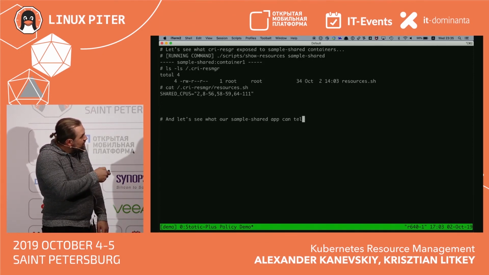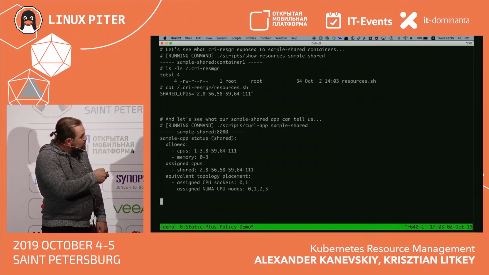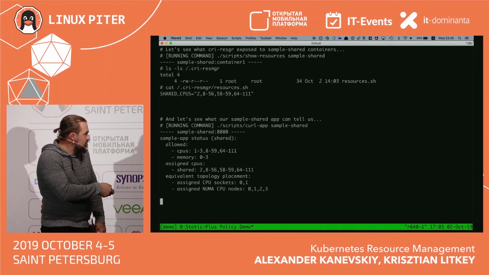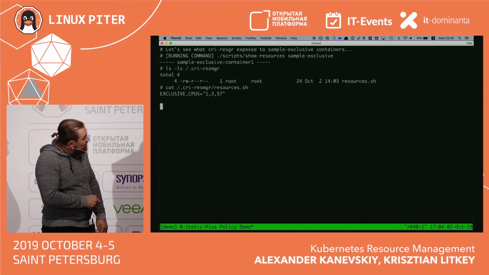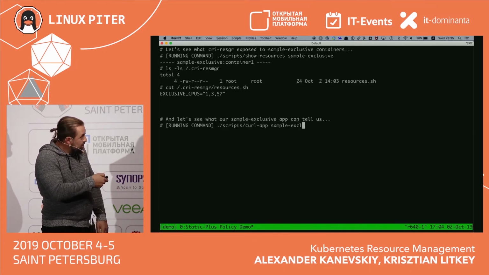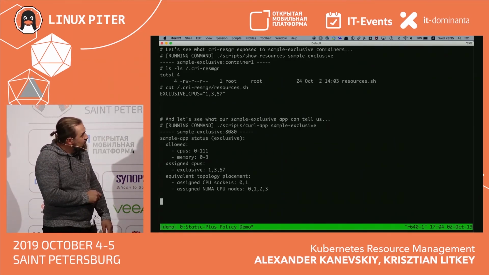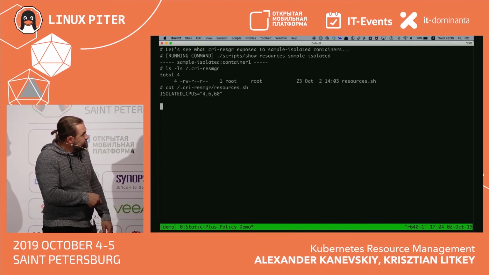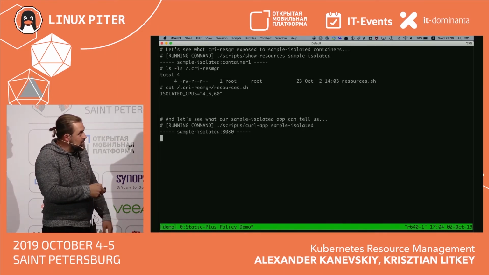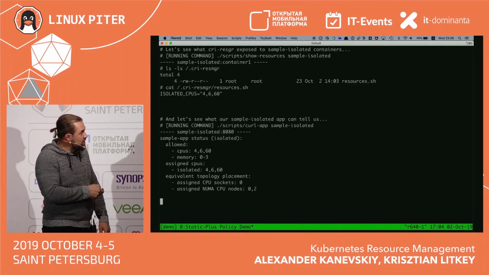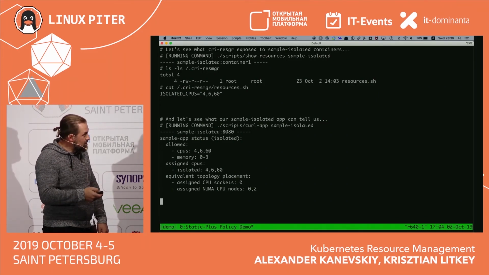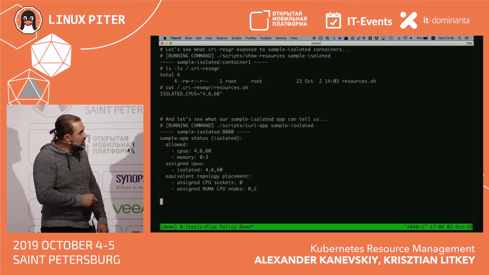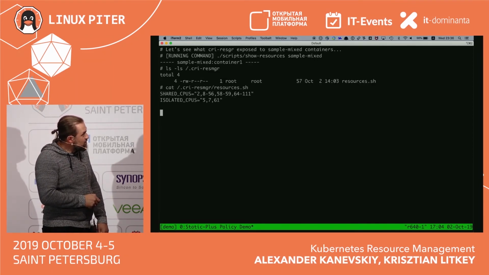So this is the resource file. So the shared one, you can see that it only got shared CPUs, basically. And it happens to come from all the NUMA nodes. Then the exclusive one, well, it got exclusive CPUs. Isolated one, well, there were enough isolated CPUs free in the system, so instead of exclusive ones, we are allocating them isolated ones. And finally, the mixed one.